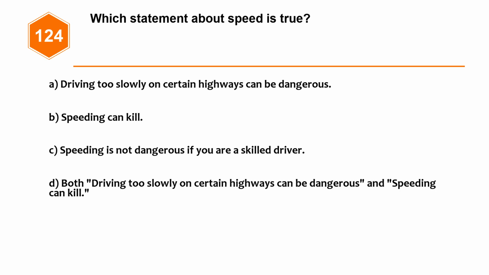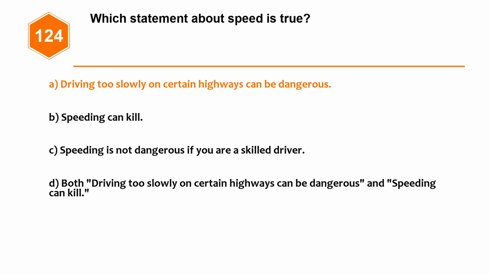Question 124. Which statement about speed is true? Option A. Driving too slowly on certain highways can be dangerous. Option B. Speeding can kill. Option C. Speeding is not dangerous if you are a skilled driver. Option D. Both driving too slowly on certain highways can be dangerous and speeding can kill.